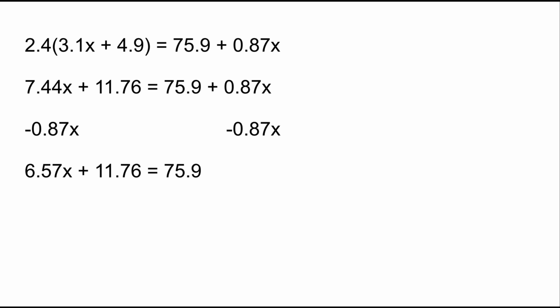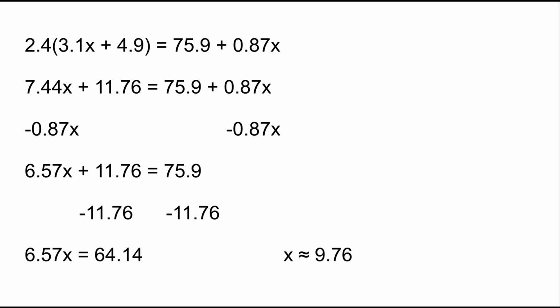Let's subtract this 11 and 76/100ths on both sides, and we get 6.57x equals 64.14. And then when you divide 64.14 by 6 and 57/100ths, your answer is approximately, because we had to round on this one, so we're going to use our wiggly approximate equal sign. It's 9 and 76/100ths. You're doing so good. Keep it up.